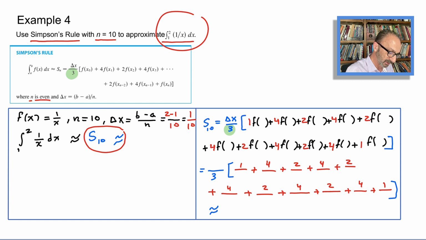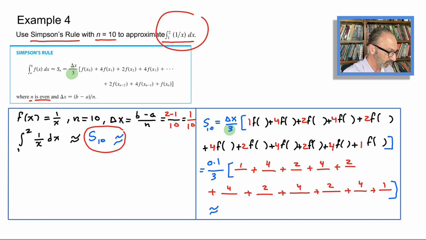The formula is written in the box on top. On the right side, we just have to fill it in. Let's use a different color to show you where the numbers come from. So we have delta x over 3, so this right here will be 0.1. And inside, we have 1 times f of x sub 0.